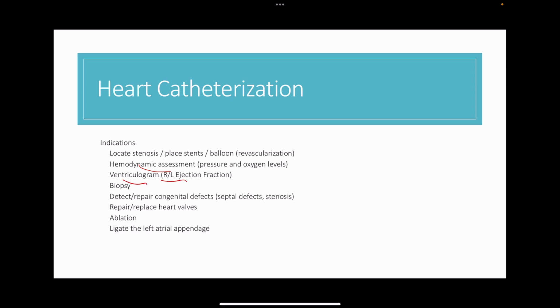Ventriculogram, if we wanted to look at right ejection fraction, okay, you need to access the heart from the other side. Biopsies, defects, heart valves, ablation, ligate that left atrial appendage. We mentioned that clots like to hang out in there. Well, we can do a procedure that basically walls off that left atrial appendage so that whatever's inside there can't get out and nothing new can get in there.